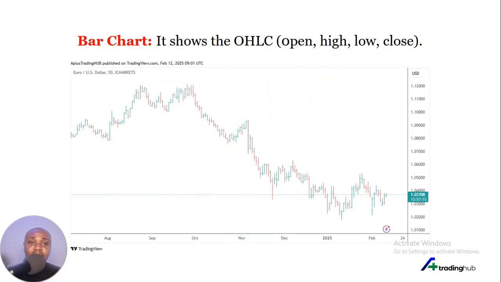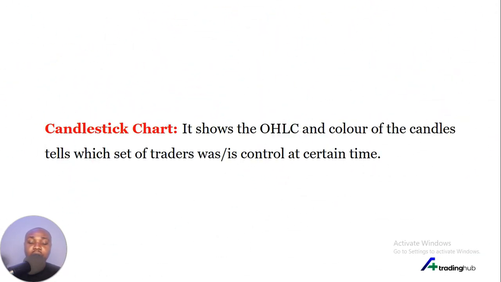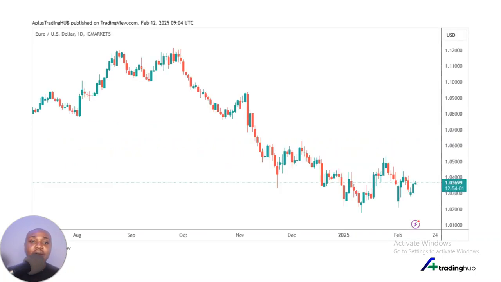Next is the bar chart. It shows the open, high, low and close of the market at a particular time. The candlestick chart shows the open, the high, the low and the close, and the color of the candle tells which set of traders was or is in control at a certain time. This is how it looks. It may look a bit complicated, but if you know what you are doing, you'll be able to interpret what is happening on the candlestick chart. This is the most popular Forex chart.